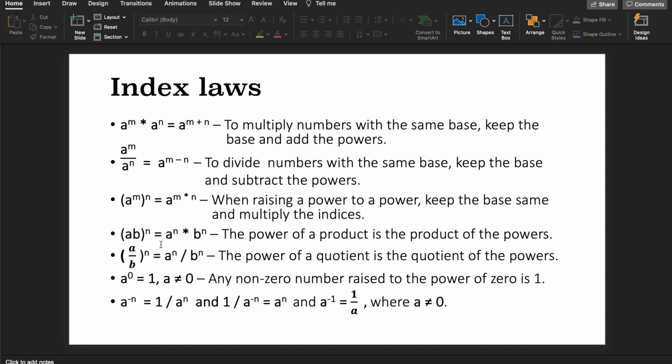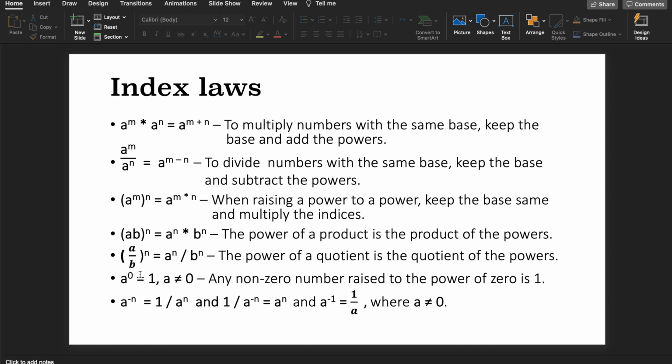And then in brackets (ab)^n. So you'll have to distribute the power of n. So it will be a^n times b^n. So the power of a product is the product of the powers. And then (a/b)^n is very similar. It would be a^n divided by b^n. So the power of the quotient is the quotient of the powers.